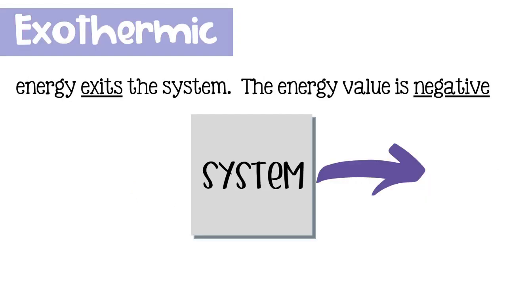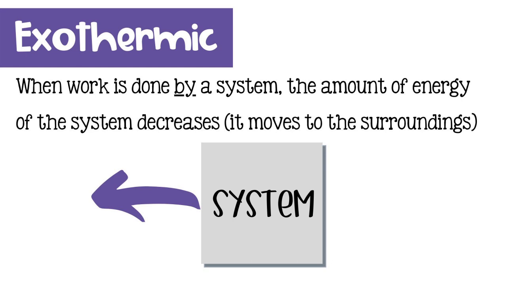There are two ways that energy can move relative to the system. When energy exits the system you are looking at, the energy value will be considered negative. This is called exothermic. So exothermic means exits. Exo, exit. When work is done by the system, the amount of energy of the system will decrease. It will move to the surroundings. Once again, this movement is exothermic.